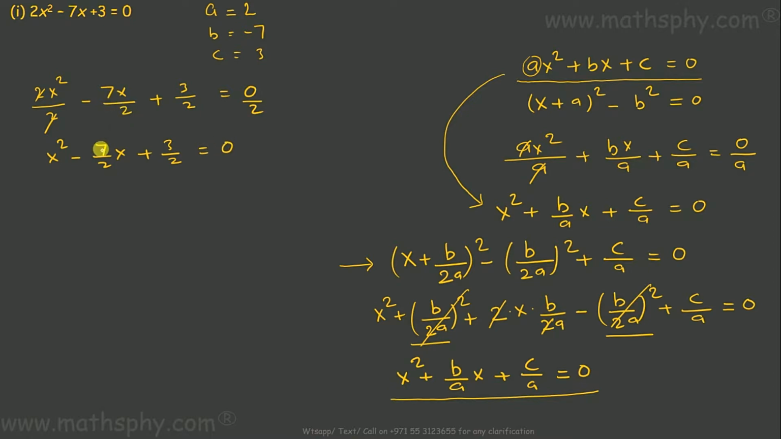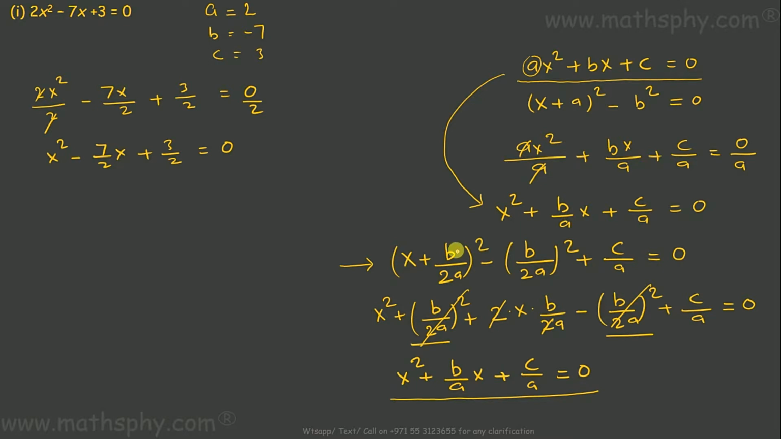7x over 2 or 7 over 2 x, same thing. This is just the way of presentation. Now, this equation here and this equation here, x squared plus b over a x plus c over a equals 0.